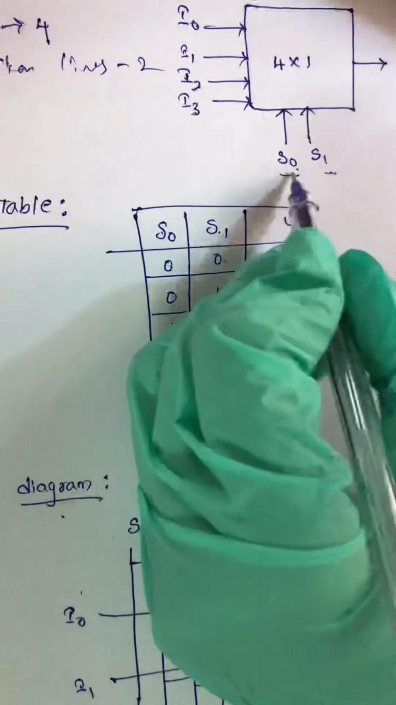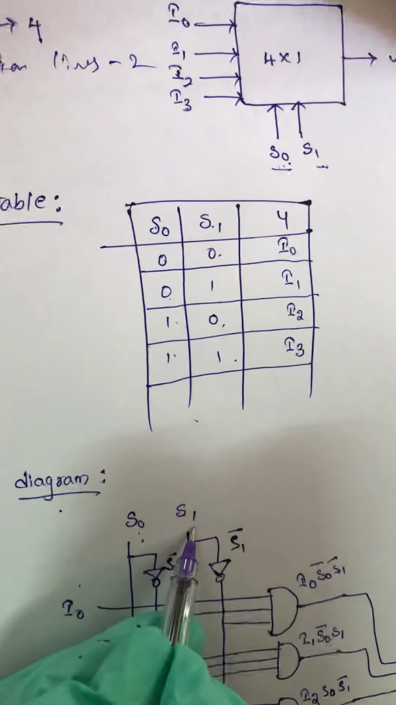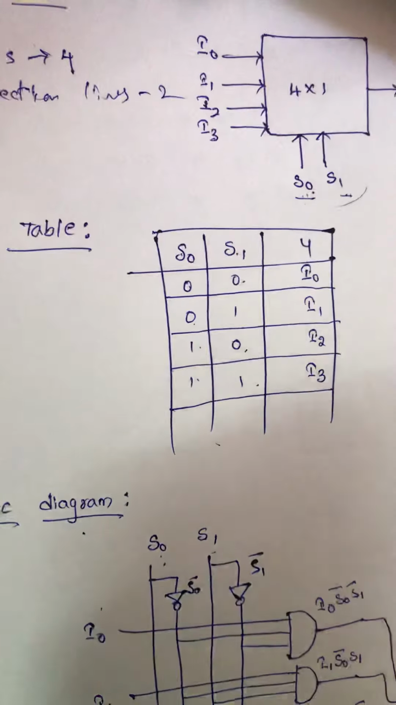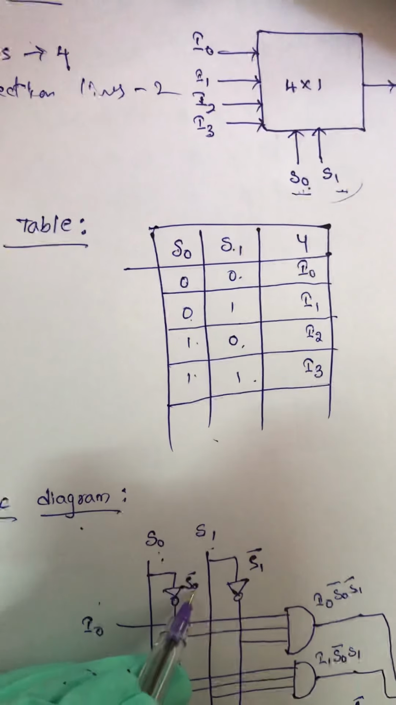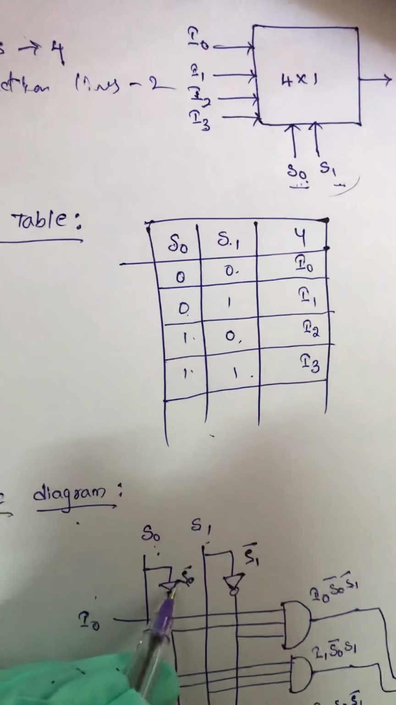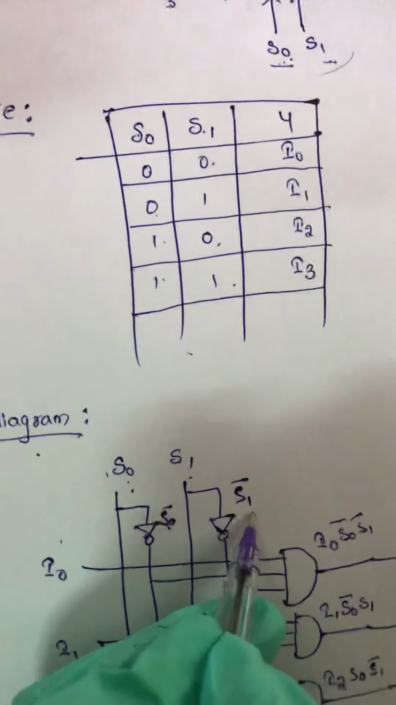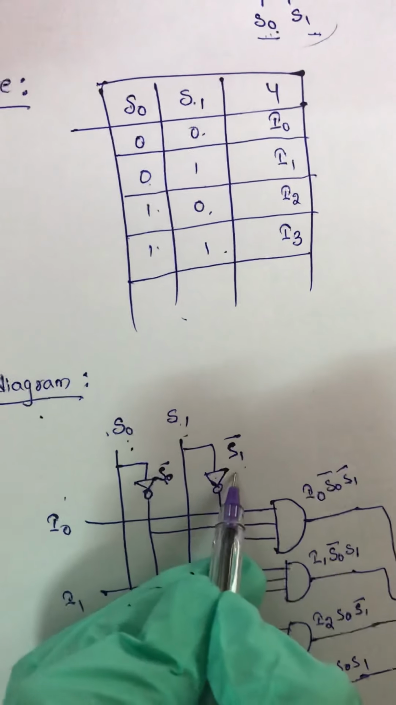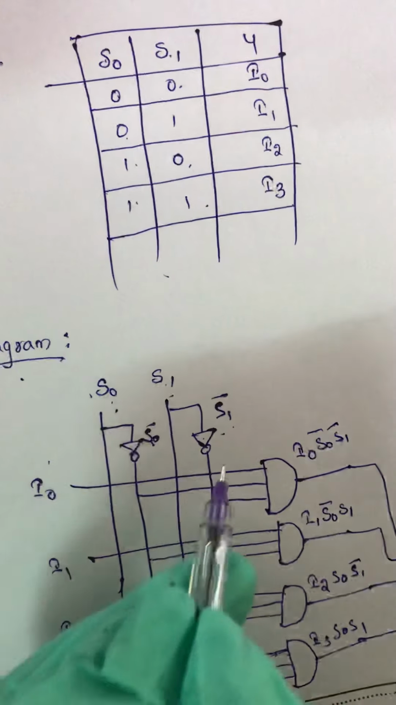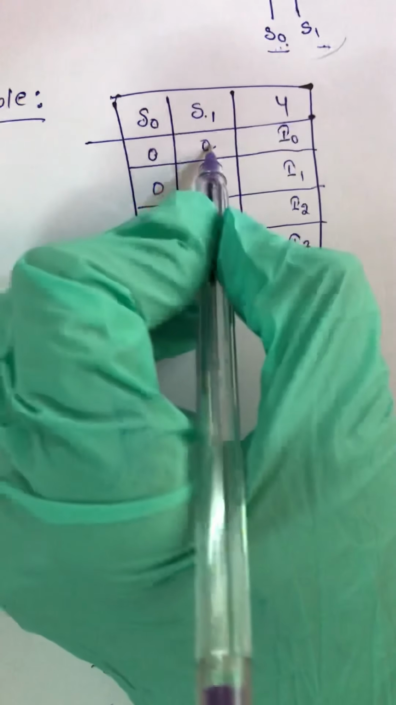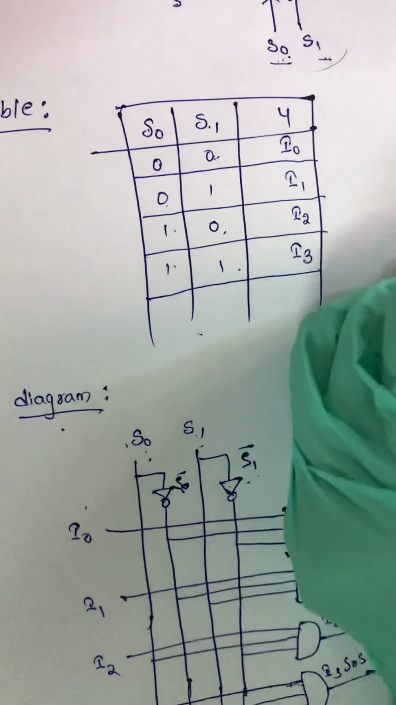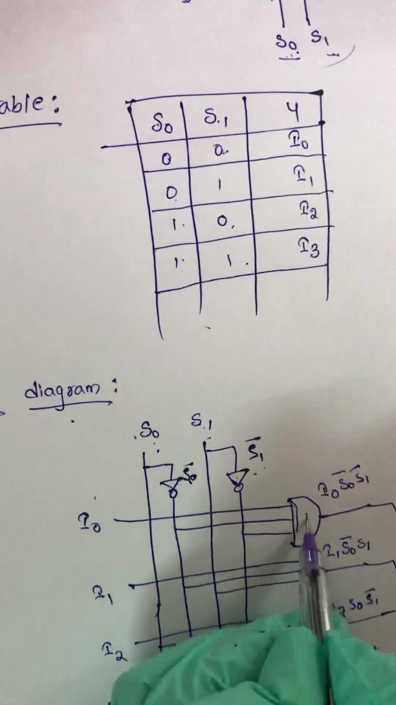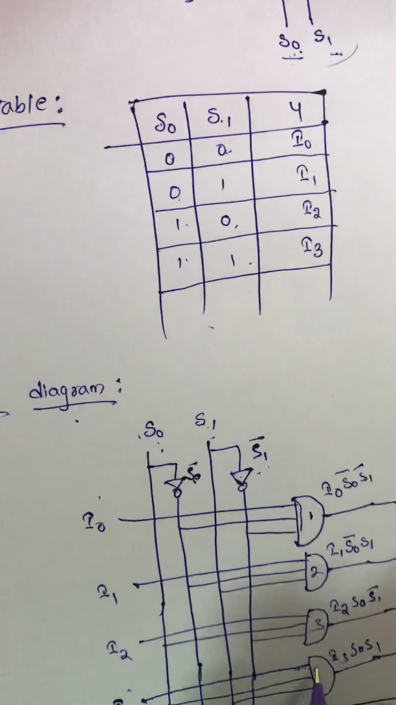We have 2 selection lines, S0 and S1. Using these 2 selection lines, we can differentiate 4 combinations. We get S0 bar by connecting a NOT gate to S0, and by connecting a NOT gate to S1, we get S1 bar. The first possibility, 00, can be represented by S0 bar and S1 bar. Here we have first, second, third and fourth AND gates.